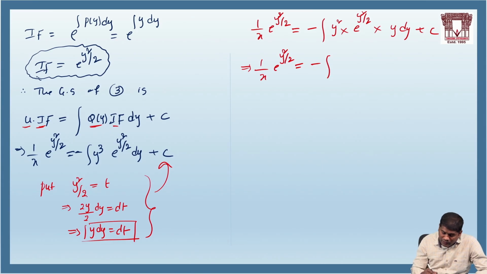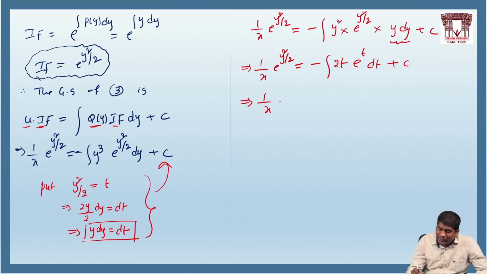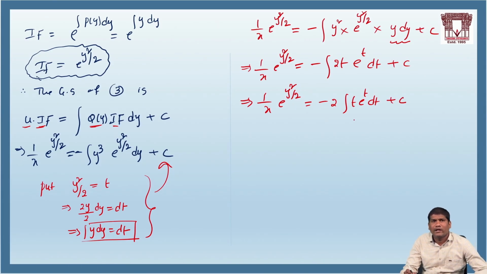Minus y square replace, we can write 2 into t, e to the power y square by 2 is equals to t, y into dy is dt plus c. Then that implies 1 by x into e to the power y square divided by 2 is equal to minus 2 times of the integral t into e to the power t into dt plus c. We can evaluate this integral according to the integration by parts formula.